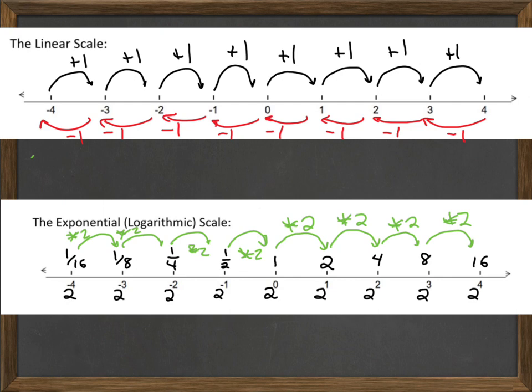So let's see if we can figure out the pattern as we go the other way. What is the opposite or the inverse of multiplication? Well, it's division, isn't it? So 16 divided by 2, for example, would be 8, right? 8 divided by 2 would be 4. 4 divided by 2 is 2. 2 divided by 2 is 1. 1 divided by 2 is 1/2. 1/2 divided by 2 is 1/4. 1/4 divided by 2 is 1/8. And 1/8 divided by 2 is 1/16. So that's how the exponential or logarithmic scale works.